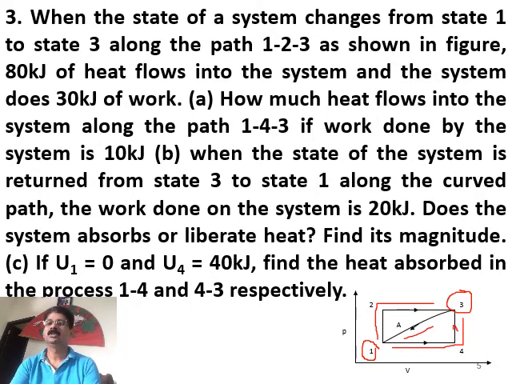Now here, he says that when the state changes from state 1 to 3 along the path 1 to 3, then 80 kilojoules of heat flows into the system, that is Q1 to 3. Q1 to 3 is 80 kilojoules, and the system does 30 kilojoules of work, that is W1 to 3 is 30.